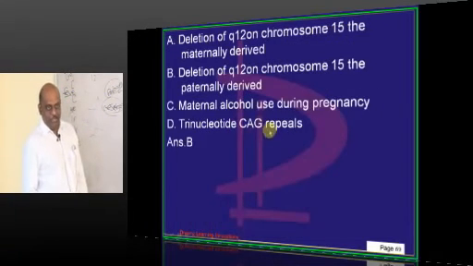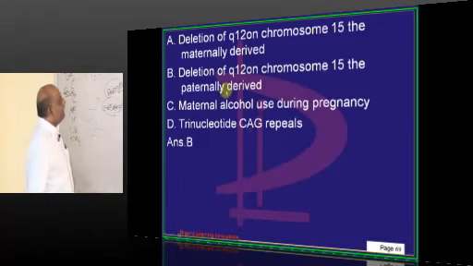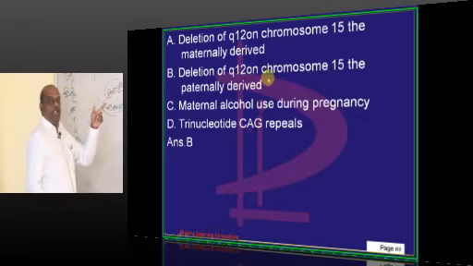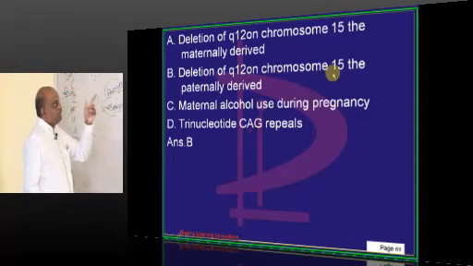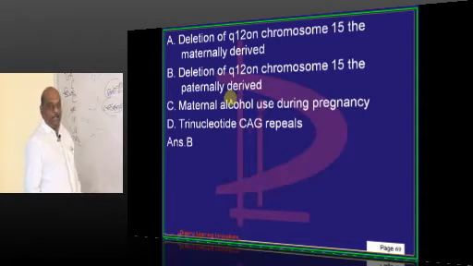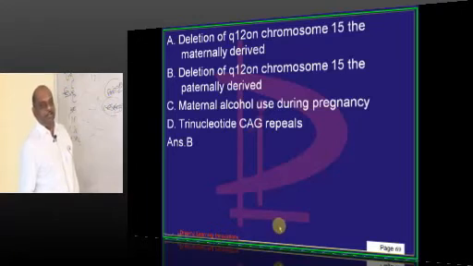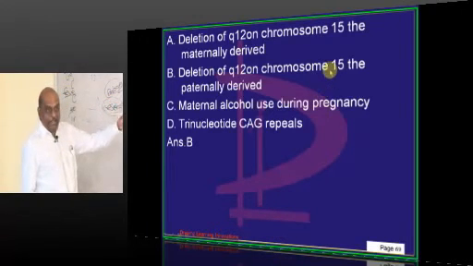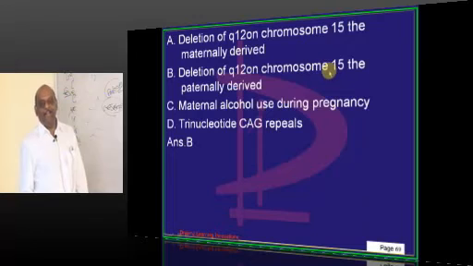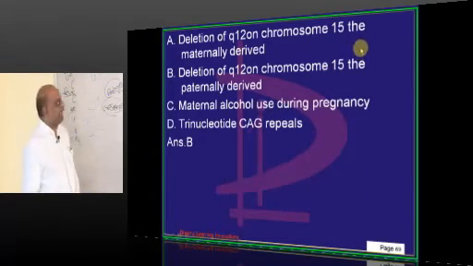Prader-Willi syndrome. So Prader-Willi syndrome is due to deletion of chromosome 15 which is paternally derived. If the chromosome that came from the father is lost, what was it? Prader-Willi. If something happens to the chromosome that came from the mother, then it is Angelman, is what you have to basically remember.